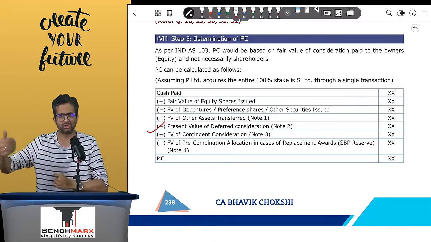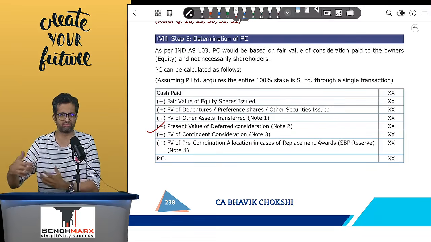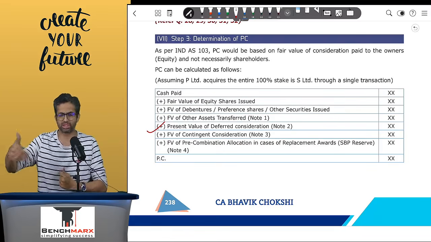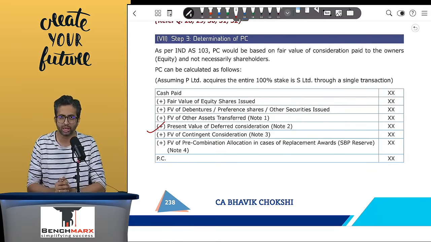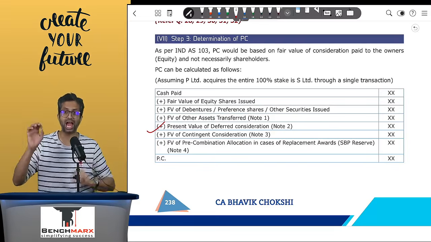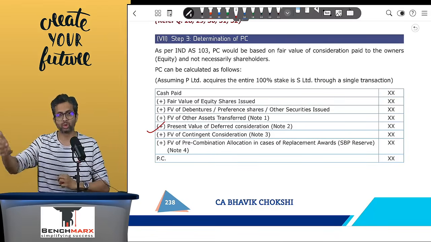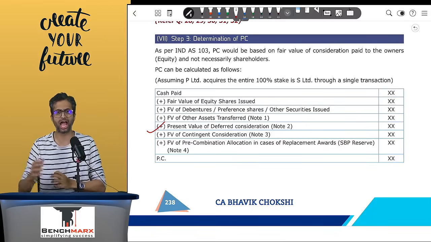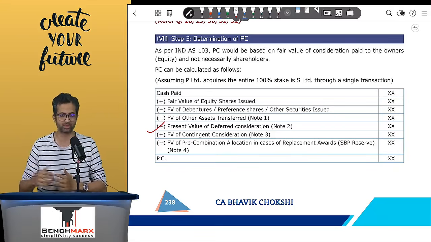And then in each year, whenever you record something like unwinding, this will be interest which will be taken as finance cost in the P&L. So this is deferred consideration, initially to be taken over as a part of PC at the present value. For subsequent working, this will be recorded at amortized cost principles.